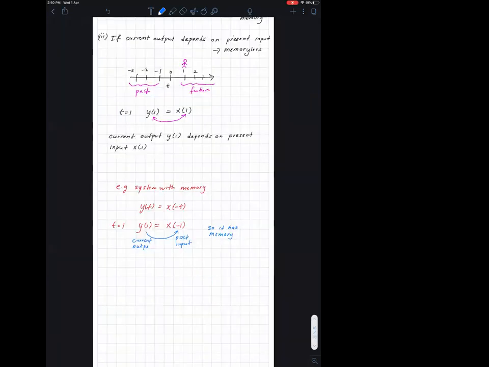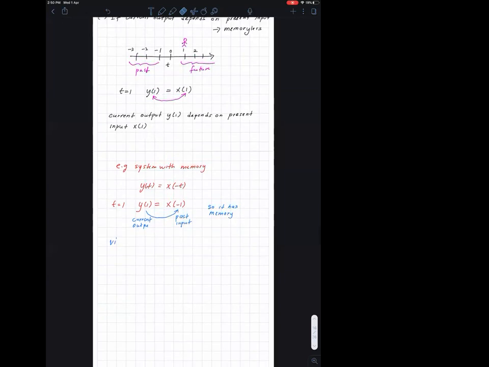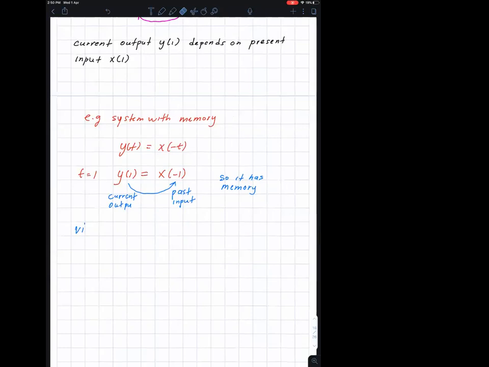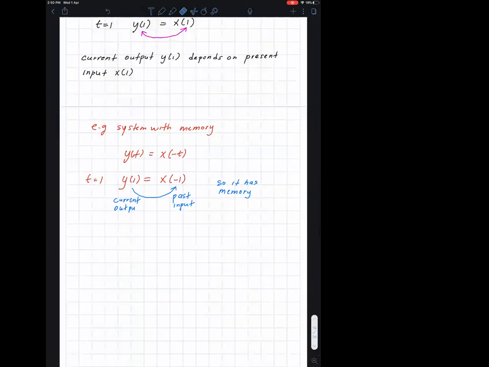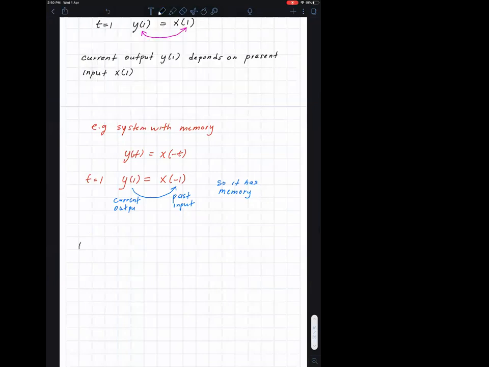So it has memory, and now the next question is, is this causal? Causal. You have funny terminology in signals, but you're not going to see this all the time, unless you become a DSP engineer, maybe you have to deal with them. It depends on what you're going to do. Okay, is this causal?